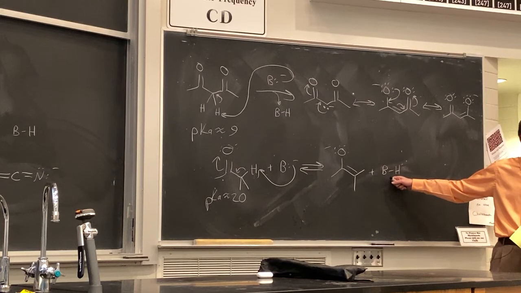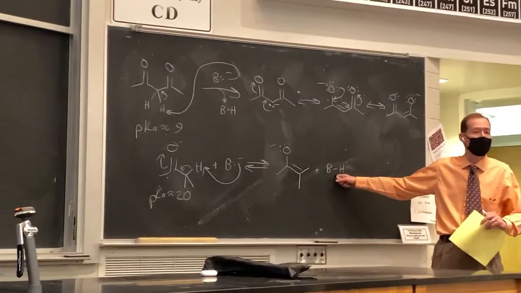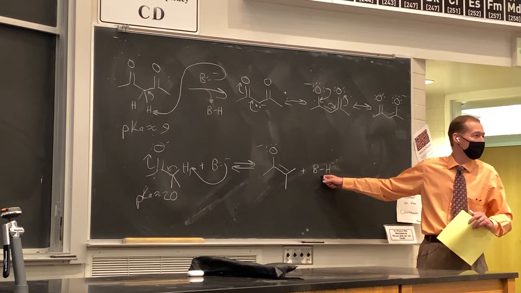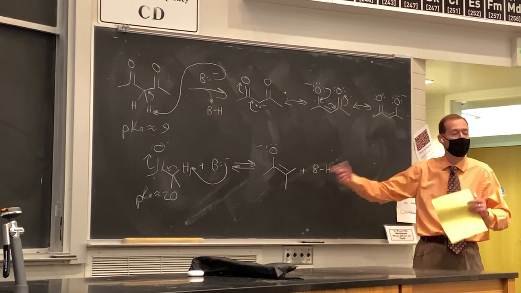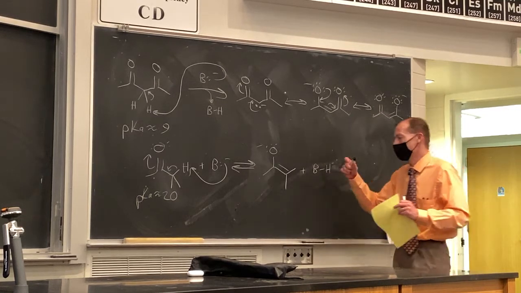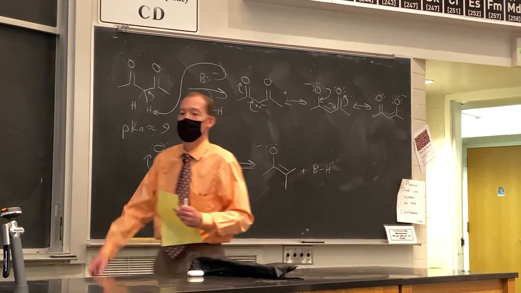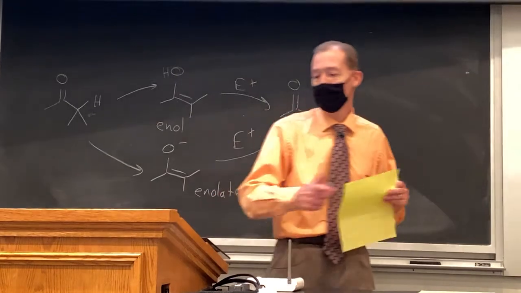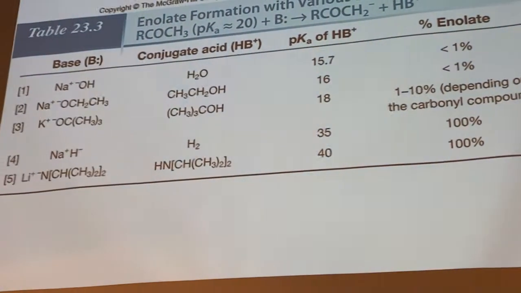Greater than 20 or less than 20? Think back to our acid-base chemistry. Is it favorable to make stronger acids or weaker acids in an equilibrium? Weaker acids. So the pKa of our conjugate acid needs to be higher than 20 in order for the equilibrium to be favored. So let's look at a table here of enolate formation with various bases.